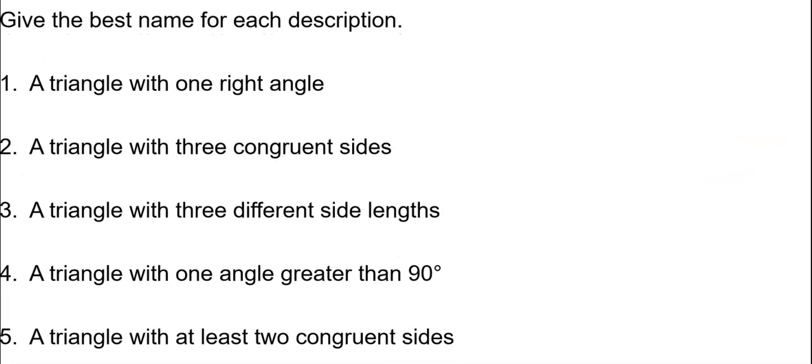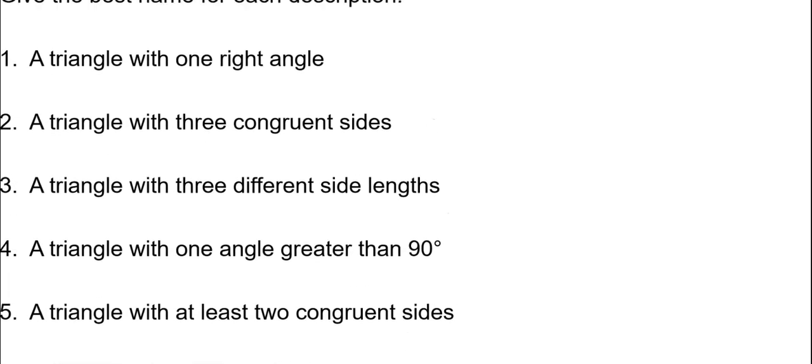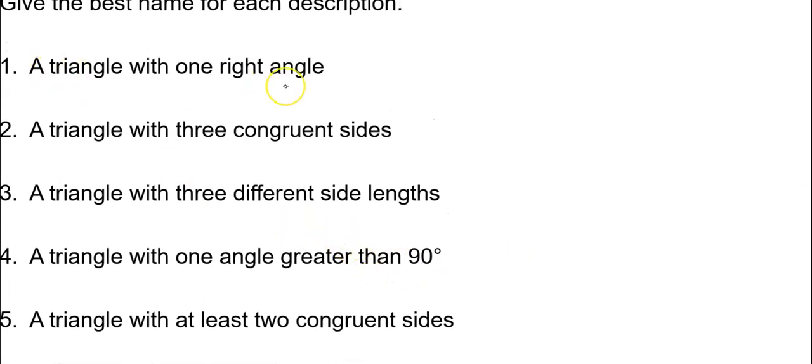Okay, so what I want you to do is I have described a triangle name here from what we just went over, and I want you to give me the best name for that. So what do we call a triangle with one right angle? What do we call a triangle with three congruent sides, and so on?